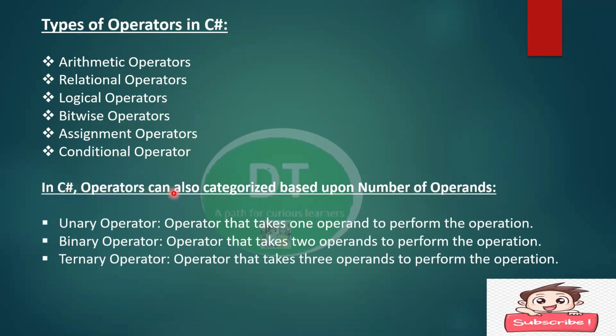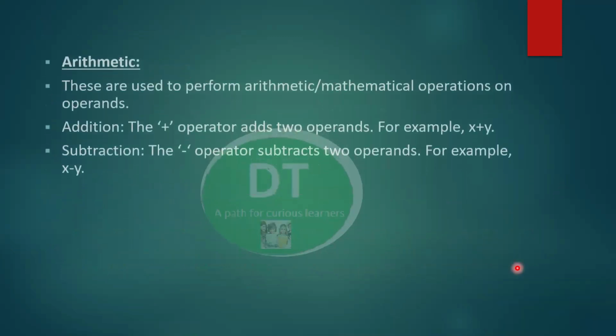In C#, operators can also be categorized based upon the number of operands. So these operators are unary operators, binary operators, and ternary operators. A unary operator takes one operand to perform the operation. A binary operator takes two operands to perform the operation, and a ternary operator takes three operands to perform the operation.